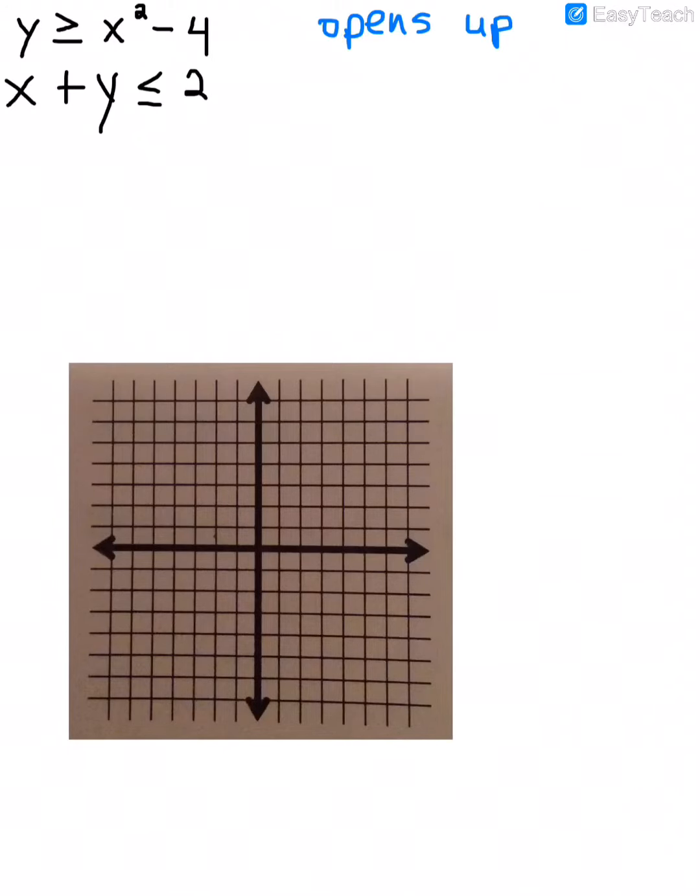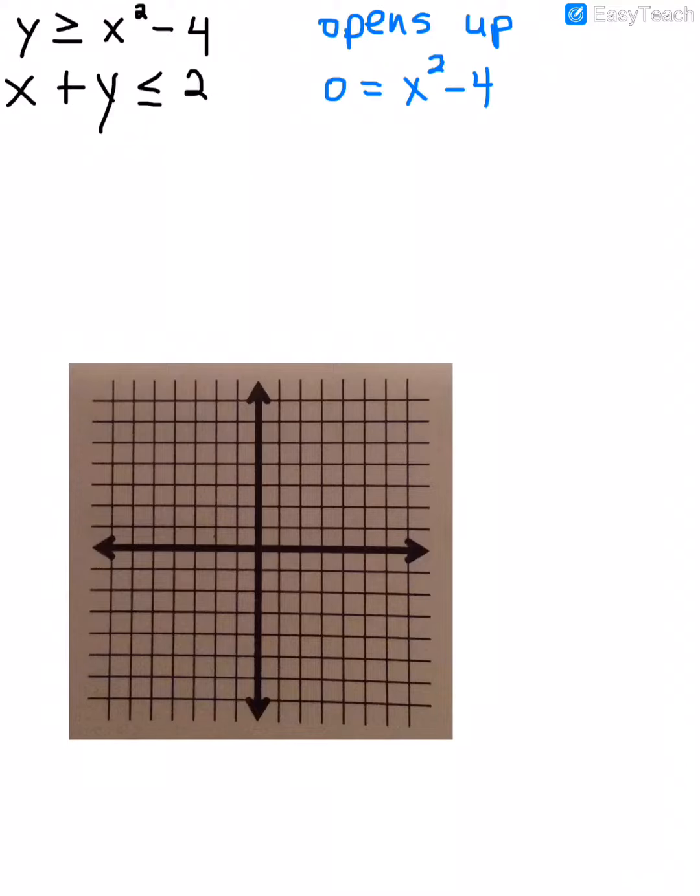Then we want to determine what our x-intercept is and what our y-intercept is. Well, to find my x-intercept, I plug in 0 for y and solve for x. So if I plug in 0 into my inequality for y, that would give me 0. And I'm going to change it to an equation just to work it out to find my intercepts. So this would be 0 is equal to x squared minus 4.